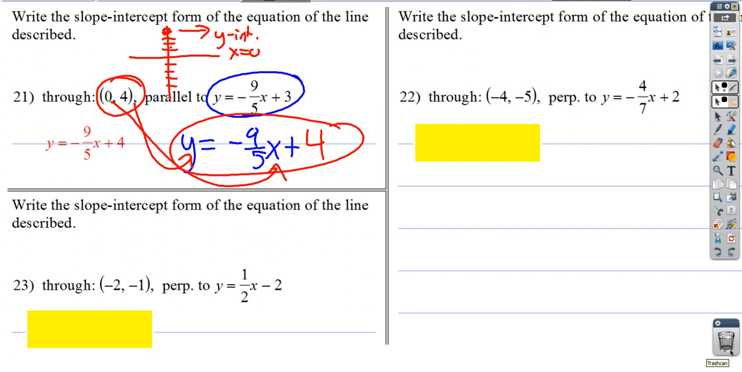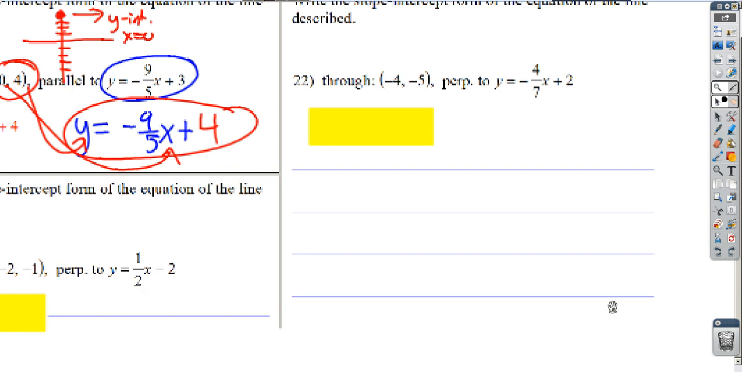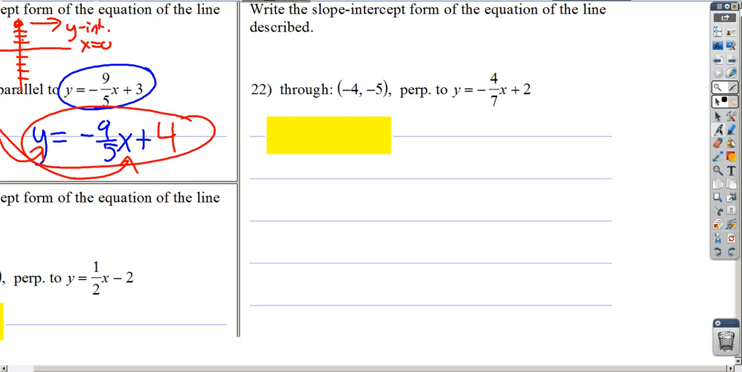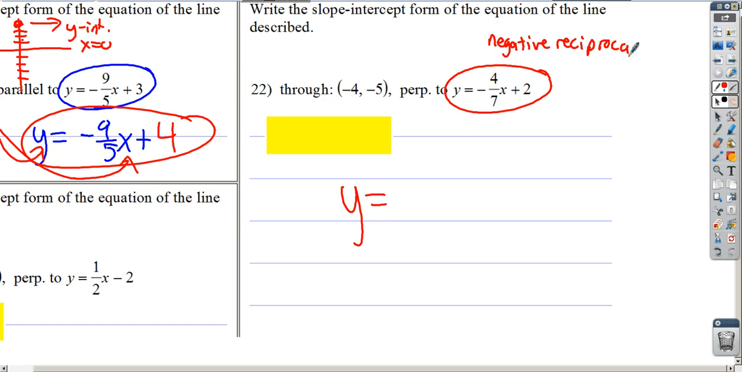Alright, 22 and 23, same idea, I should say. The only difference is now we're dealing with perpendicular lines. So we need to find a line that is perpendicular to this one, and we need to know that perpendicular lines have slopes which are negative reciprocals. So what does that mean? Well, first of all, the reciprocal of 4 over 7 is 7 over 4. And the negative reciprocal, well, the negative of a negative would be a positive. So it's going to be positive 7 over 4x.